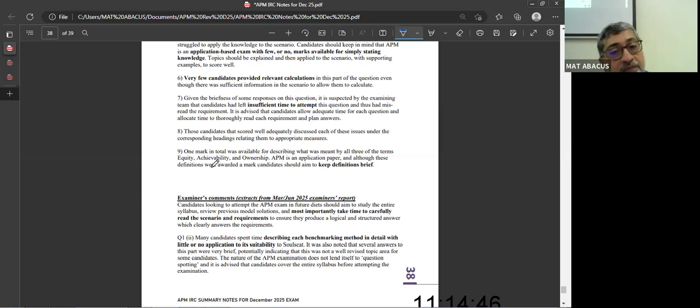Although these definitions were awarded a mark, candidates should aim to keep definitions brief. So we are going to give you marks, but you need to use your own understanding. Am I going to be able to give the definitions brief, not exceeding 3 lines? If yes, do it. By all means, do it. We'll give you that 10%, 1 mark. If it's a 20 marks question, we'll give you 2 marks. But if you feel you won't be able to, you will get carried away, then please don't do the definition.